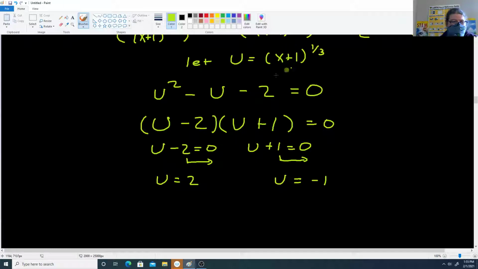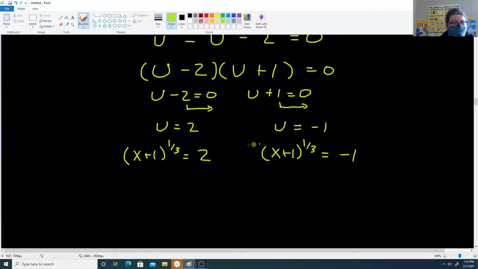So I get x plus 1 to the 1/3 is equal to 2, and x plus 1 to the 1/3 is equal to negative 1. So I need to solve each of these for x. I'm going to cube both sides. Cube gets rid of the 1/3. We get x plus 1 is 2 cubed, which is 8. We'll subtract 1, and we get x is 7.